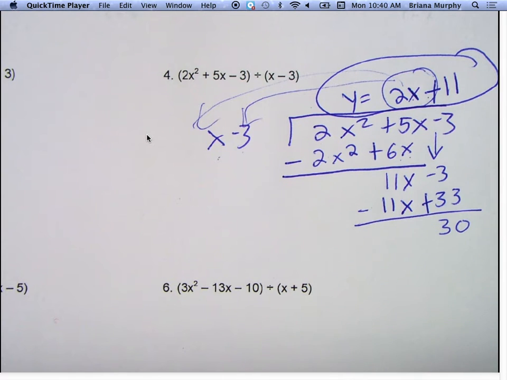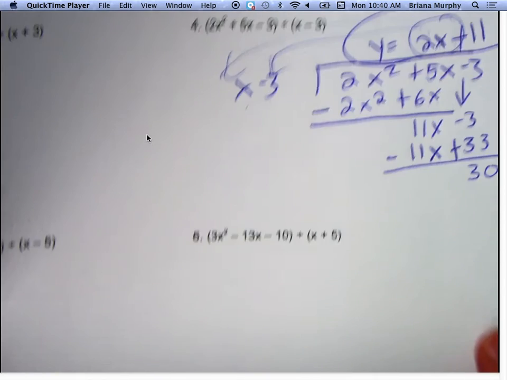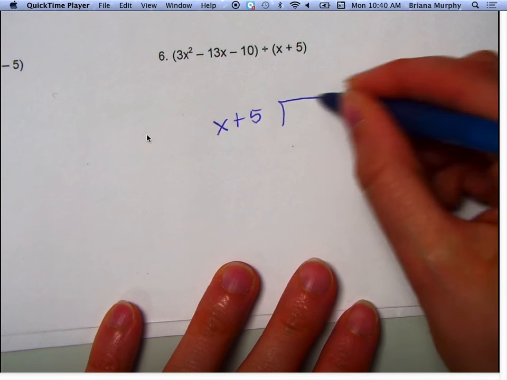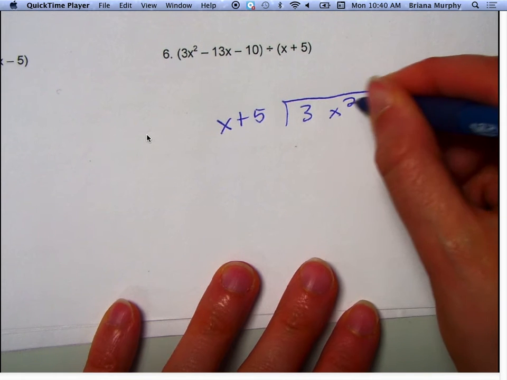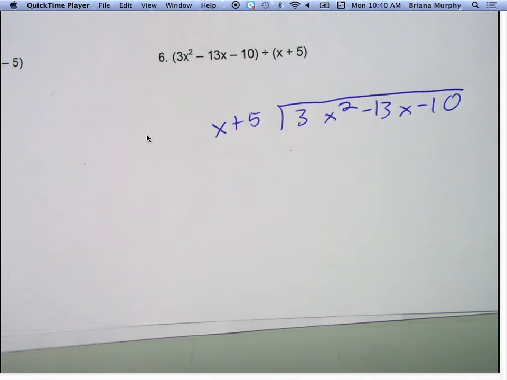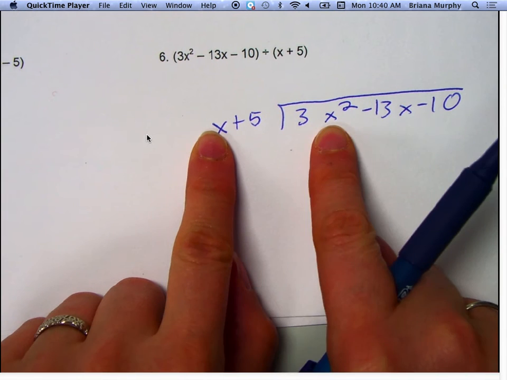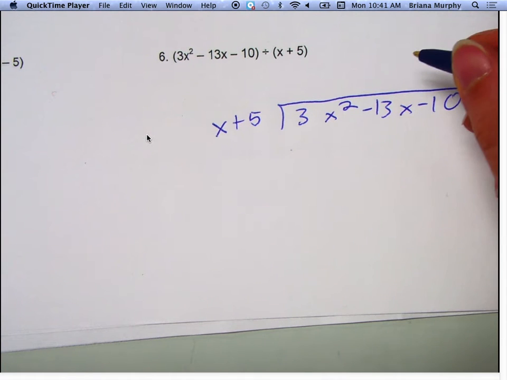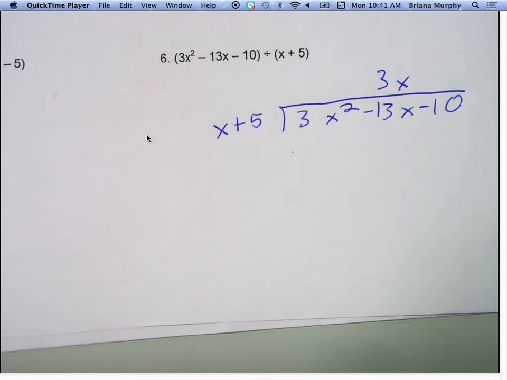Let's look at 6. First off, I'm going to set it up by saying x plus 5 divided by 3x squared minus 13x minus 10. Everybody okay with my setup? What times x gives me 3x squared? Where am I going to put the 3x? I'm going to put it over the 13x, because we want the x's, the x squareds, and the numbers by themselves all lined up correctly. Why do we try to find 3x squared? Because I want to get rid of it.